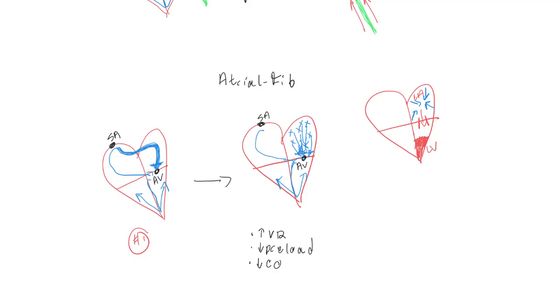And of course, we know preload is end diastolic pressure. So if we don't have as much blood in the left ventricle, we're going to have a decreased preload, and that means we're going to have a decreased cardiac output. And how does that work together? Well, stroke volume times heart rate equals cardiac output. Stroke volume is made up of preload, afterload, and contractility. If preload is decreased, stroke volume is going to be decreased.